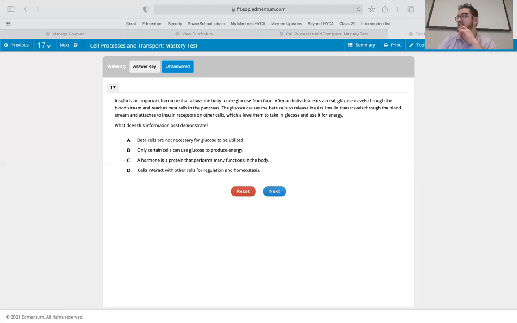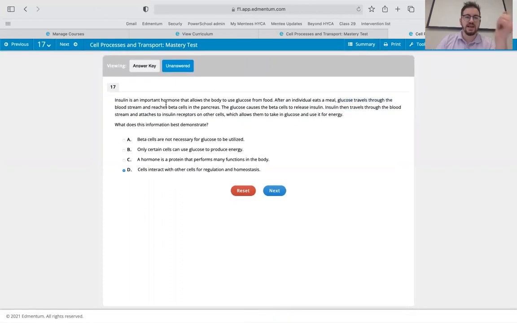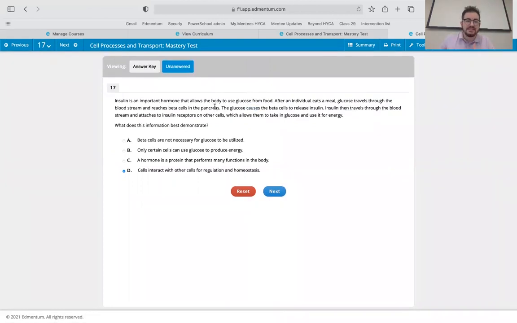The next question says, insulin's an important hormone. After an individual eats a meal, glucose travels through the bloodstream. The glucose causes the pancreas to release insulin. Insulin travels through the bloodstream, attaches to insulin receptors, and allows cells to take in glucose. So, what does this best show? That cells interact with each other. That's the biggest thing. If you look, glucose is traveling through the bloodstream, it reaches the pancreas, it goes through all these steps, but these cells are reacting to everything, they're regulating everything in our body.